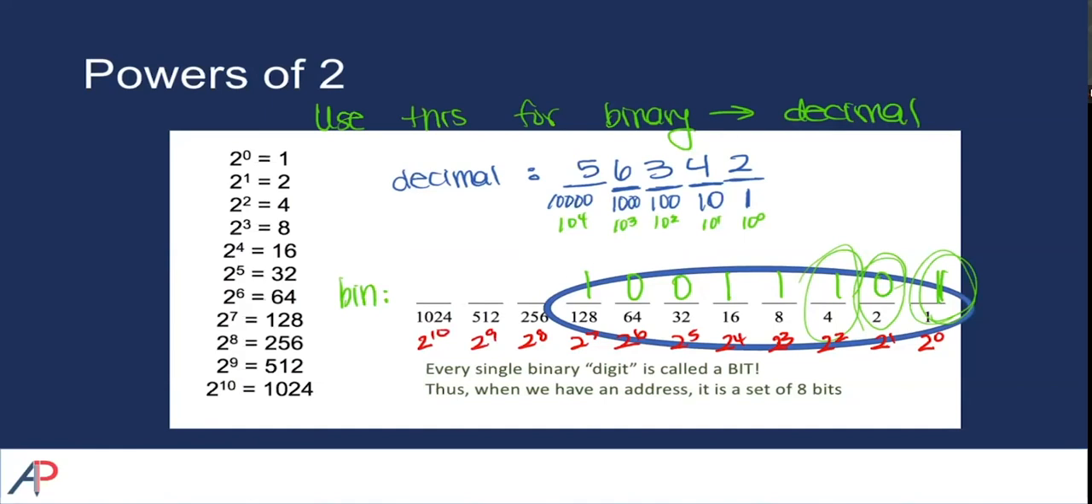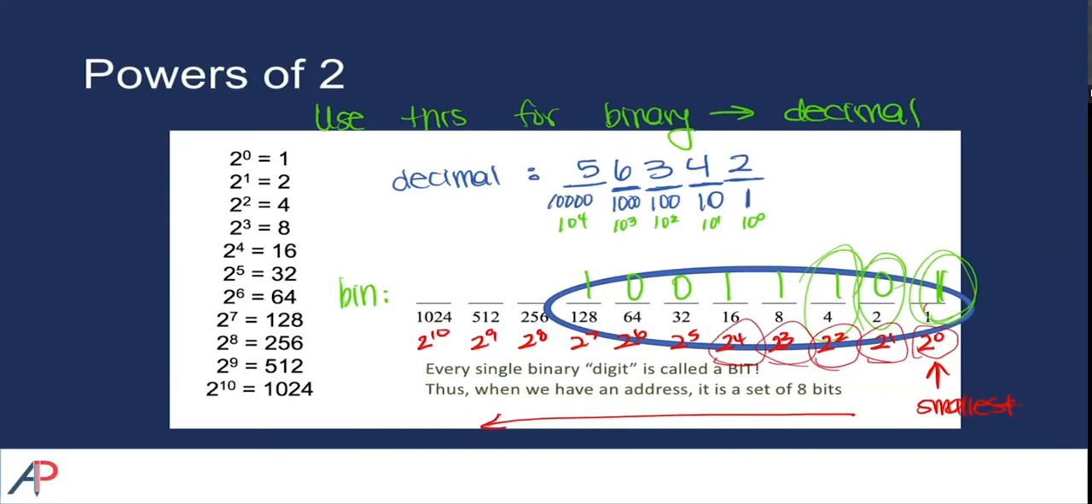So each of these digits is in a different place value. Starting from the right-hand side is the smallest. And as you go towards the left, the place value will increase by a power, or by a factor of 2. So here we have 2 to the 0th power, the ones place value. This is 2 to the first power, which is the twos place value, the fours place value, the 8th place value, 16th place value.